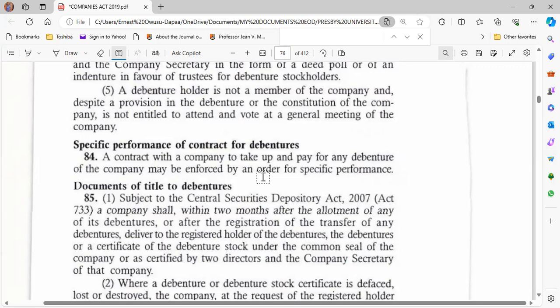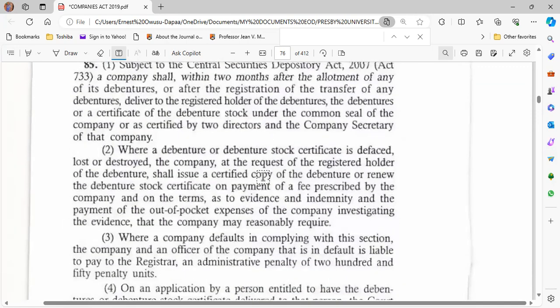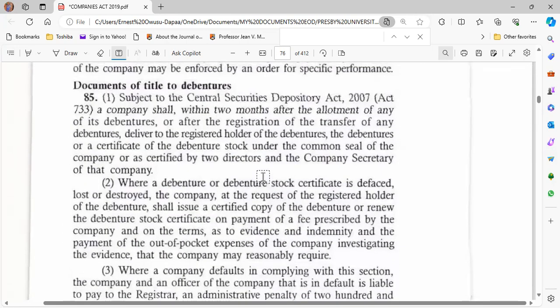Now, how do you prove that you have a debenture in the company? In the case of shares, we notice that the company must give you the share certificate within 2 months, and the share certificate is evidence of ownership of the number of shares stated on the face of it. So we look at all that.